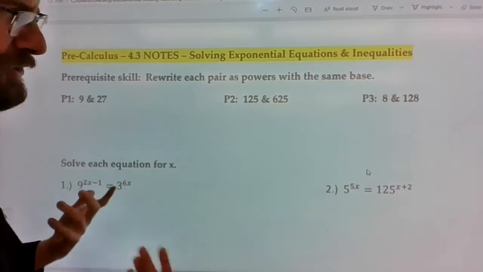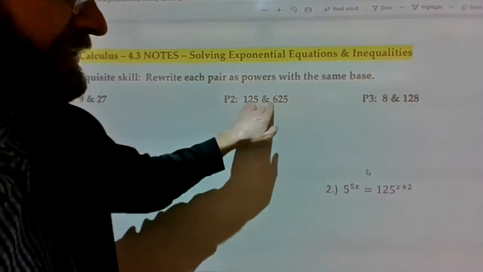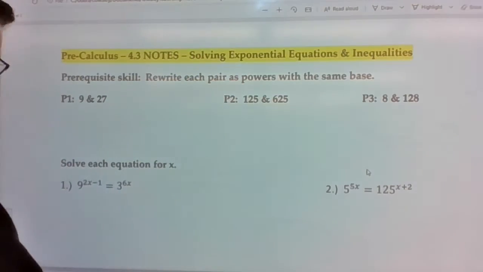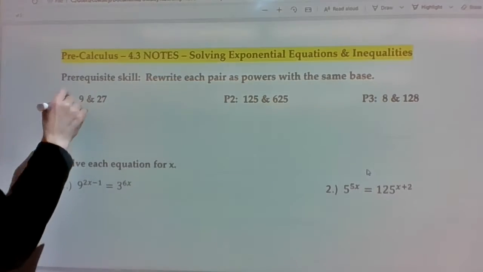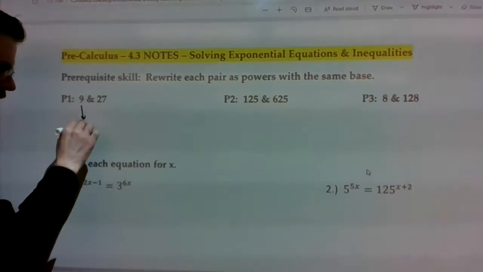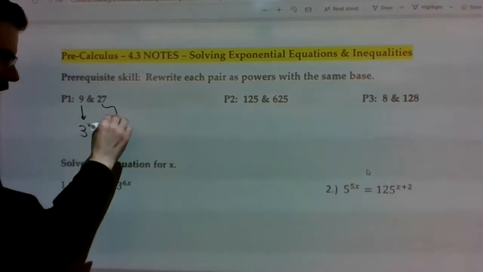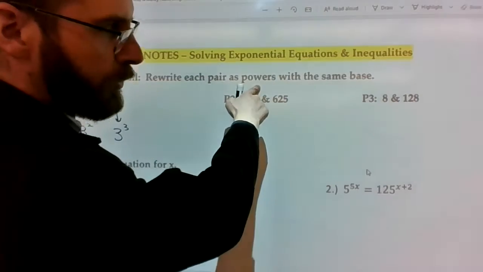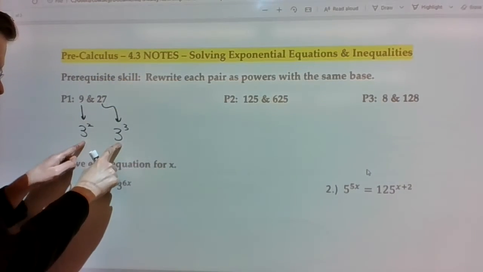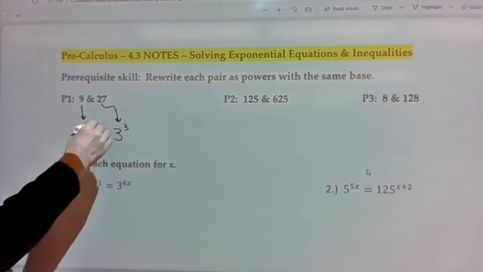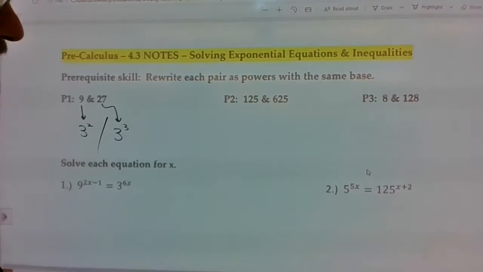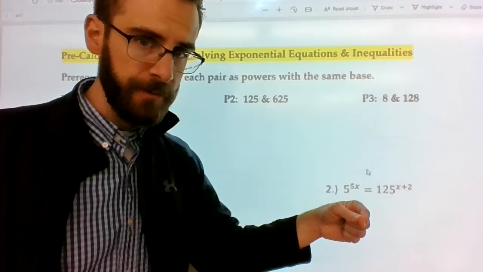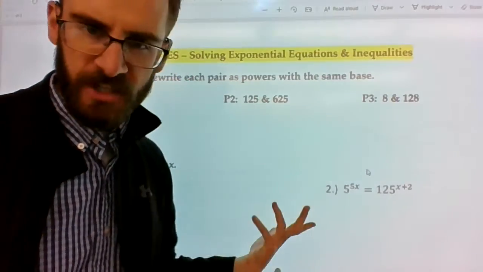is understand the idea of writing numbers like this with a base and an exponent. So, for instance, 9 is 3 squared. 27, 3 to the third power. That's what I mean by rewriting each pair as powers with the same base. Same base, probably different exponents, right? So when you think about 125 and 625, ask yourself, what times itself a certain number of times will give you 125 and 625?